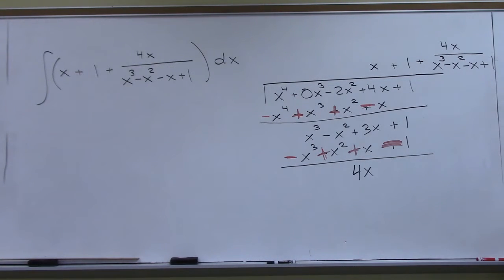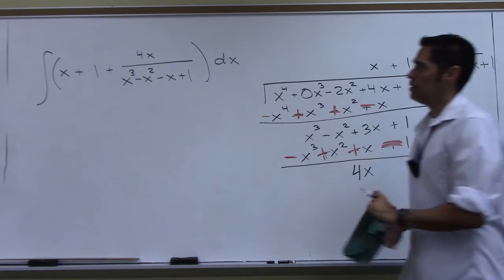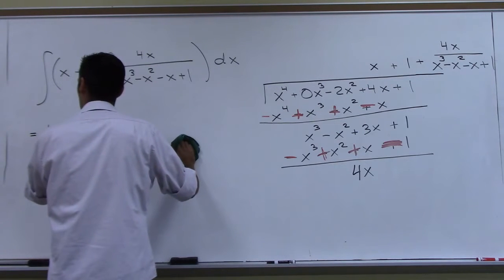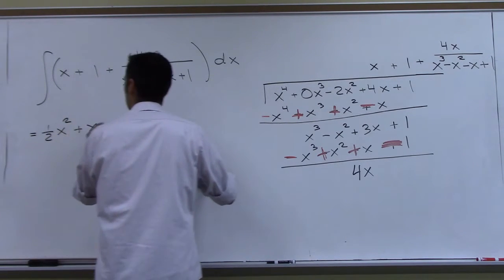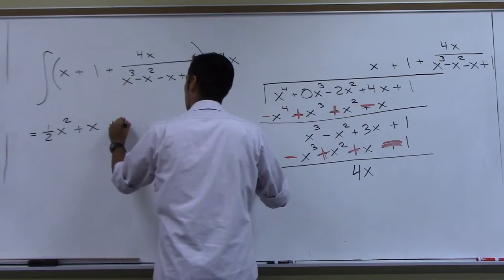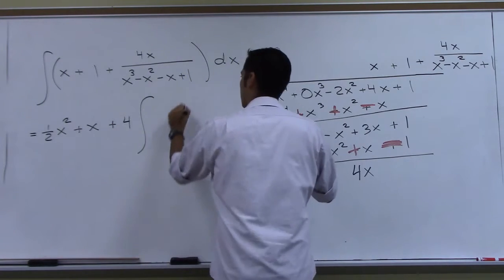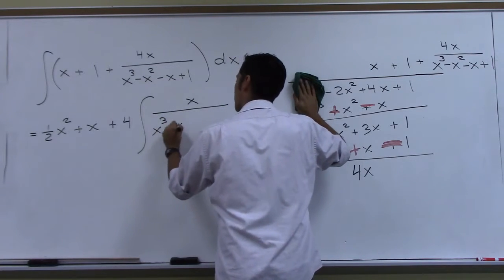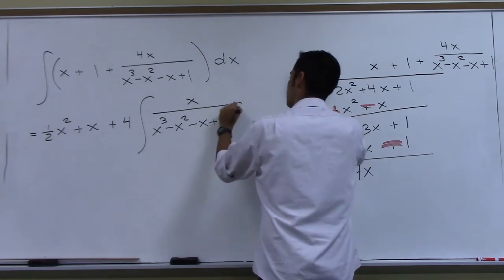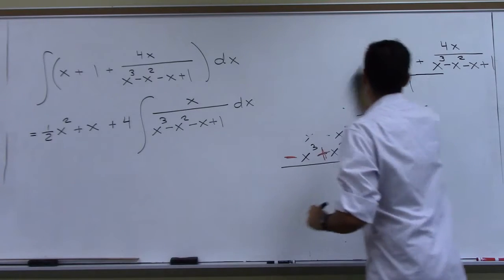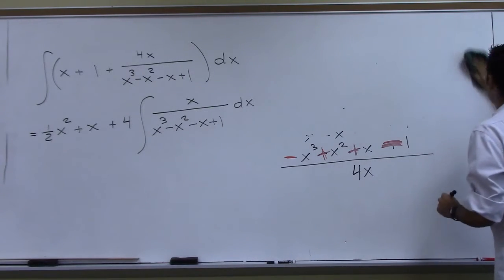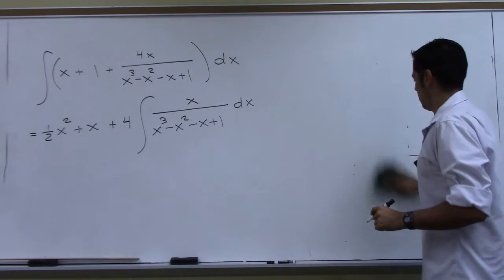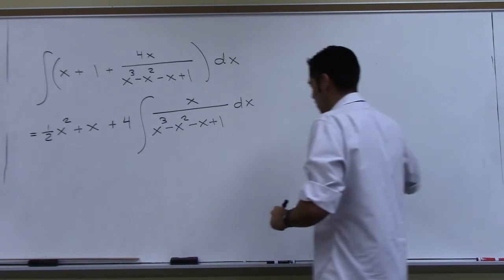The first two, no problems. So I know this turns into 1/2 x squared, that's your antiderivative, plus x, that's the antiderivative here, plus 4, I'll bring the 4 out, times the integral of x over x cubed minus x squared minus x plus 1 dx. So what I did there is I just took care of the two pieces of this that I could take care of. And that leaves me with this integral.